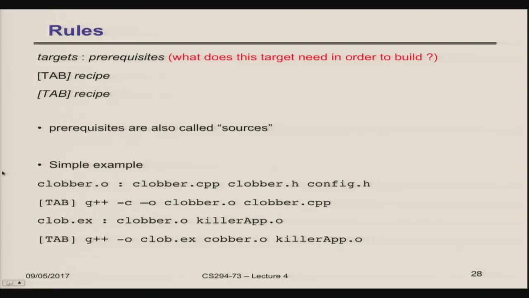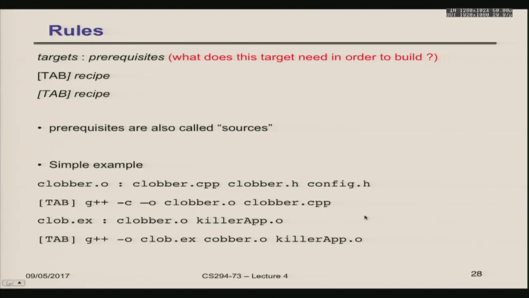Here's a build .o file, an object file. So clobber.o. You need a .cpp file. You need a .h file, and maybe you need some other .h file. And what is the rule? The rule is invoke the compiler, so tab, compiler, minus c, minus o. Minus o tells you output from the compiler goes into this object file, and then the last argument there is the actual thing that's being compiled. And you could have reversed the order of these.